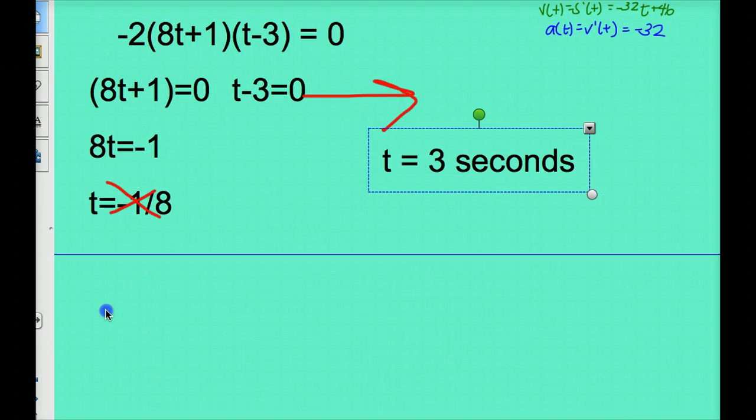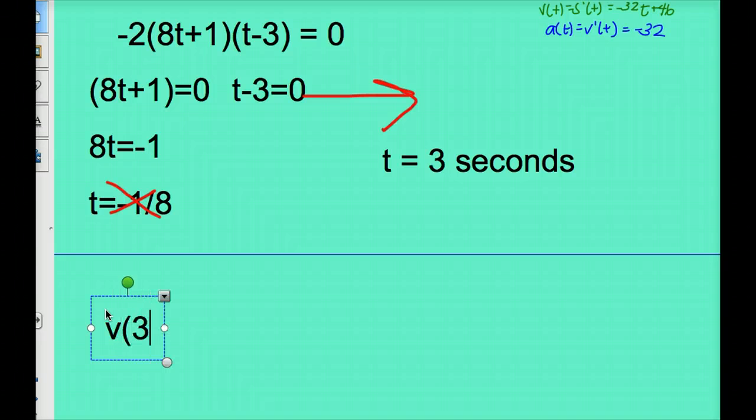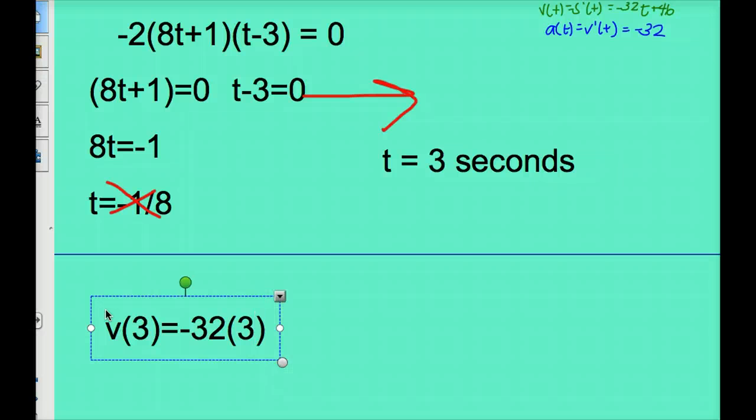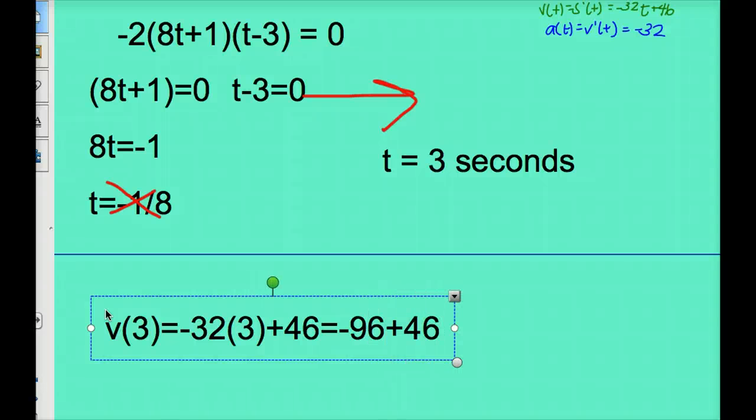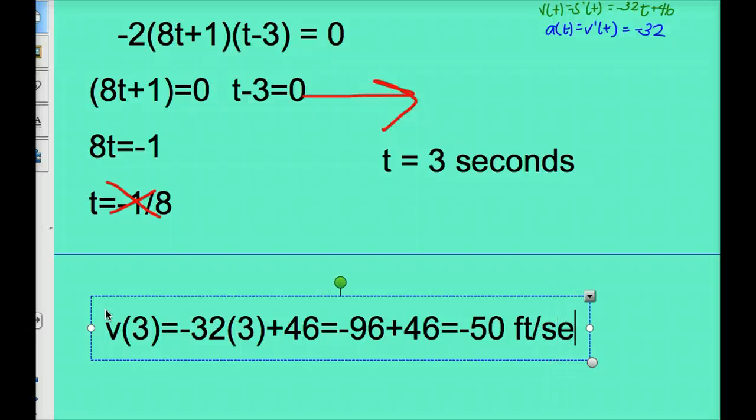Do I now have a t to plug in? Yes, so if I do this, I get v of 3 is equal to negative 32 times 3 plus 46, and that gives me negative 96 plus 46, which gives me negative 50 feet per second. So at t equals 3 seconds, my particle is moving 50 feet per second, and since it's negative, I'm going down.